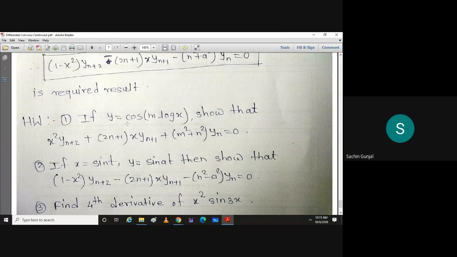If y is equal to cos of m into log x, then show that x square into y n plus 2 plus 2n plus 1 into x y n plus 1 plus m square plus n square y n equal to 0.